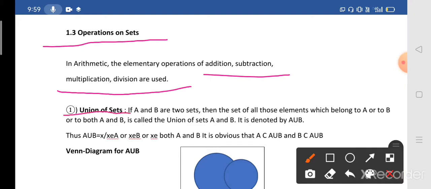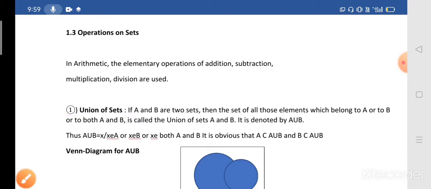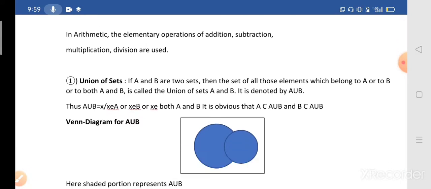If A and B are two sets, then the set of all those elements which belong to A or belong to B or both A and B is called the union of sets A and B. Means two sets are given, then combining all elements of the two sets together we get the union. It is denoted by A union B.